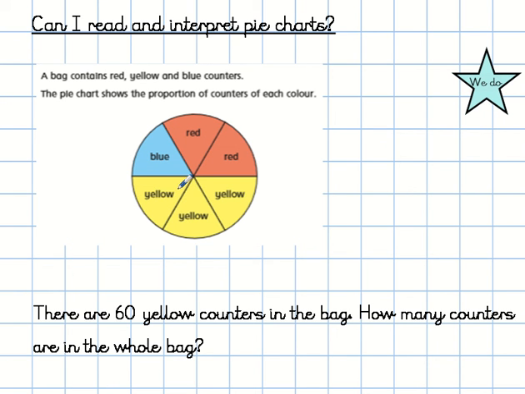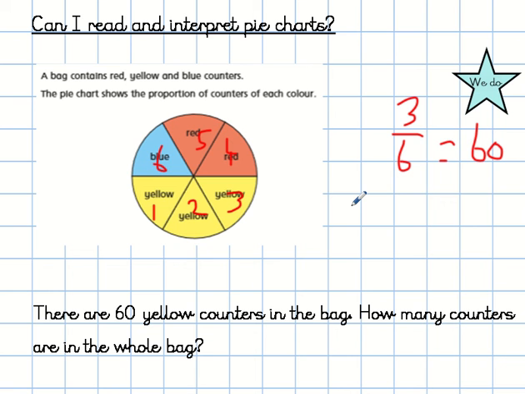Well, we can see here, how many sections are coloured in yellow? 3. 3 sections out of a possible 6, because there's 1, 2, 3, 4, 5, 6. So 3 sections out of 6 equals 60. 3 sections out of our 6 sections equals 60.